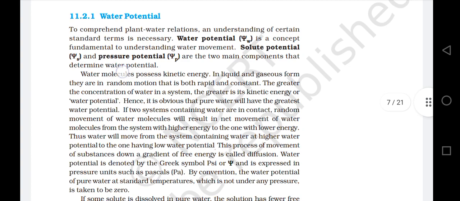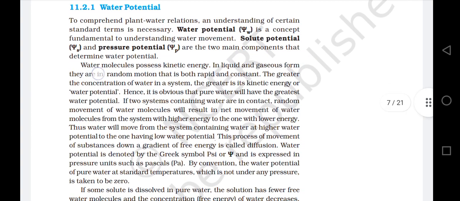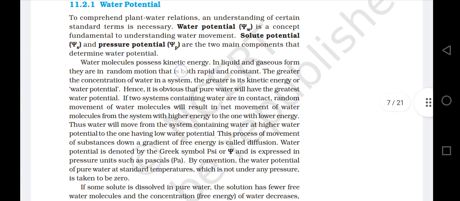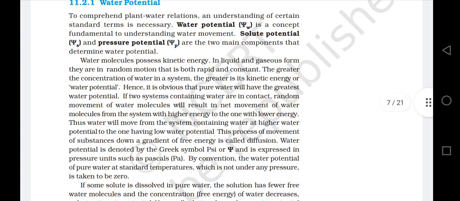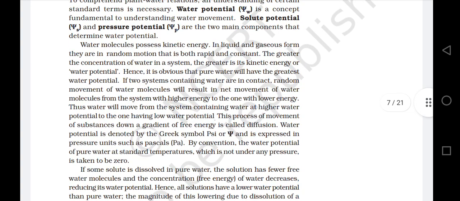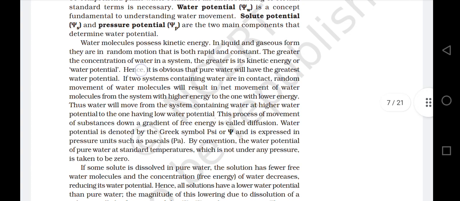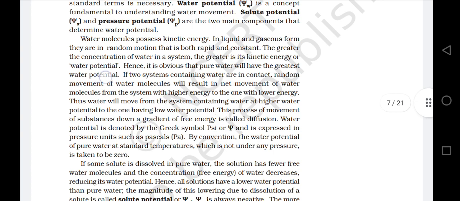Water molecules possess kinetic energy in liquid and gaseous form. They are in random motion that is both rapid and constant. The greater the concentration of water in a system, the greater is the kinetic energy or water potential. Hence, it is obvious that pure water will have the greatest water potential.